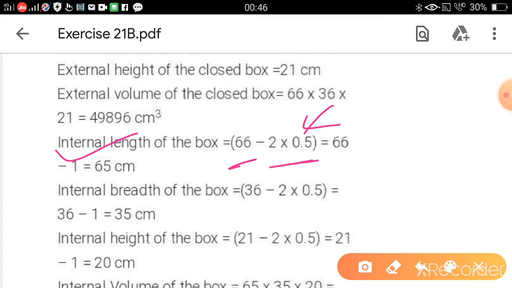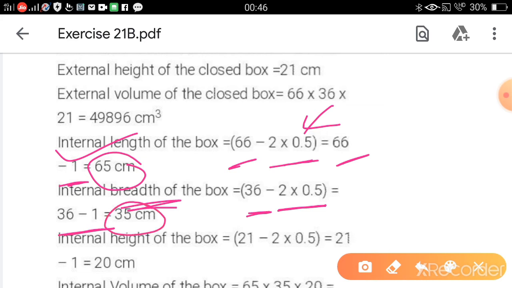So 2 into 0.5 is 1. So L is equal to 66 minus 1. So how much will be the L? 65 centimeter. Same way, internal breadth is 36 minus 2 into 0.5, so 36 minus 1, 35.